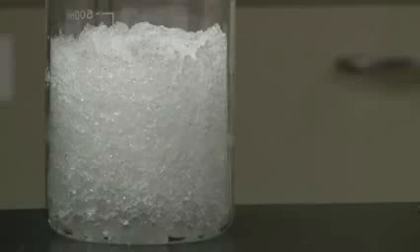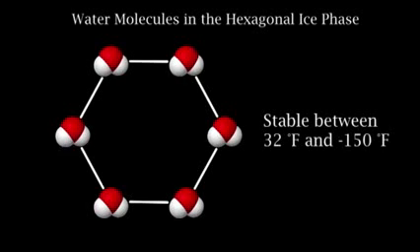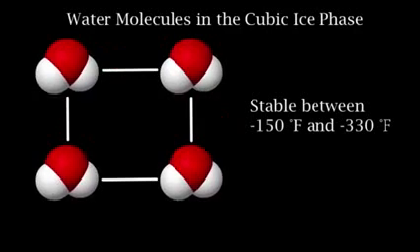But did you know there are actually multiple solid phases of ice? There's a hexagonal ice phase that is stable until -150 degrees Fahrenheit, and a cubic ice phase that is only stable below -150 degrees Fahrenheit.